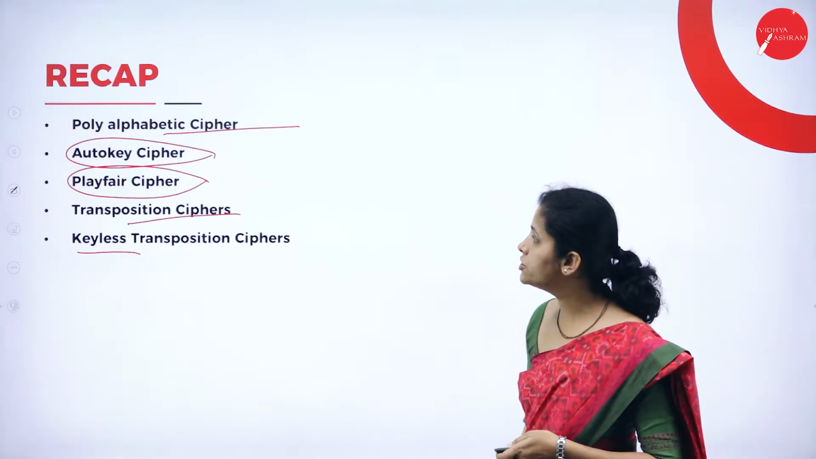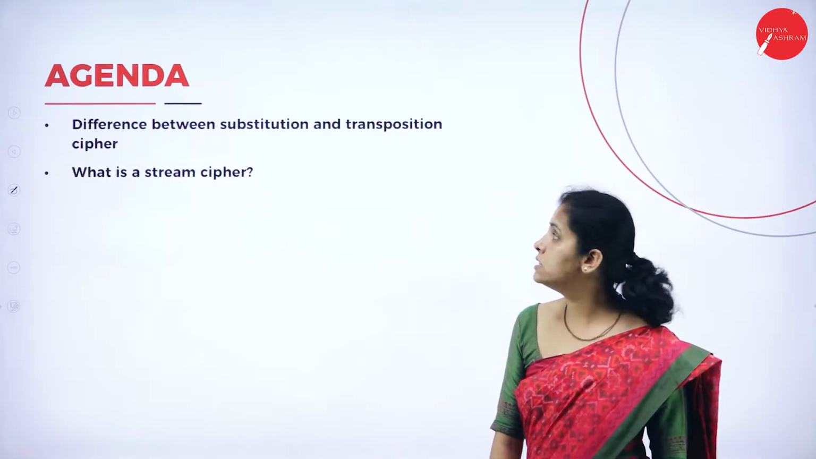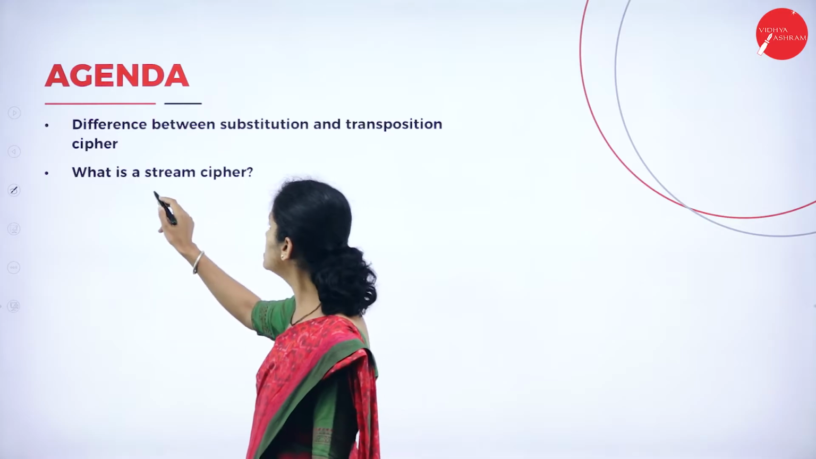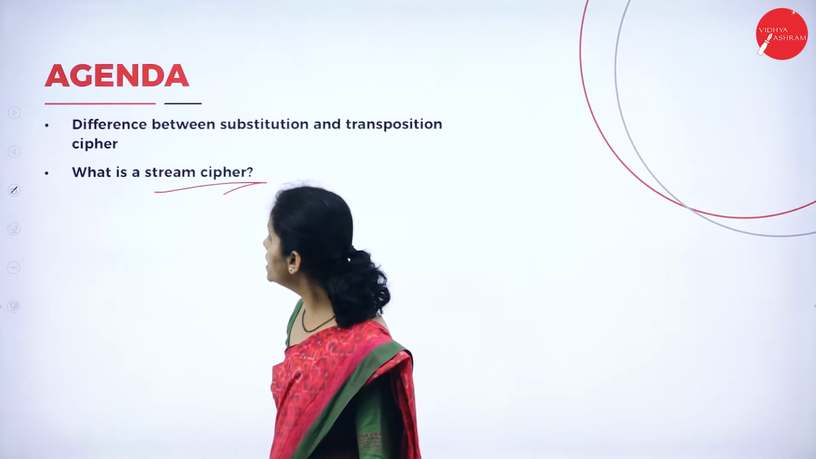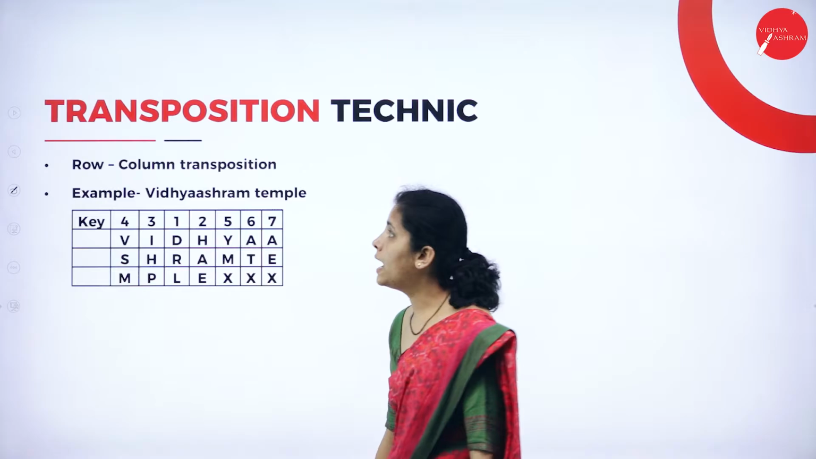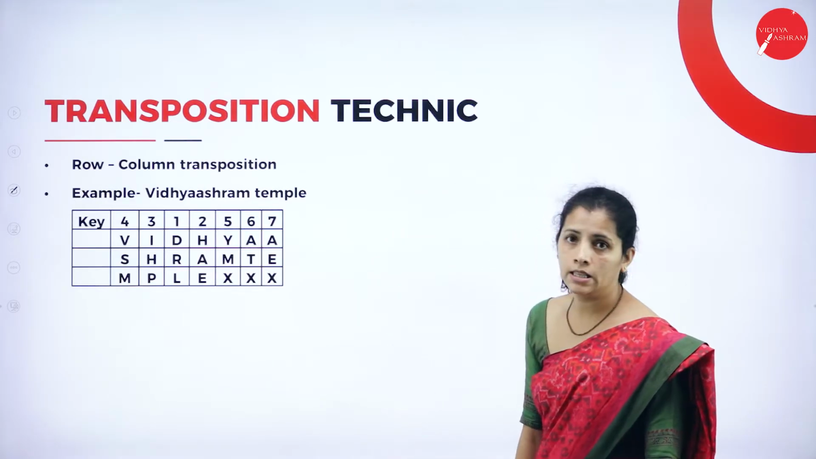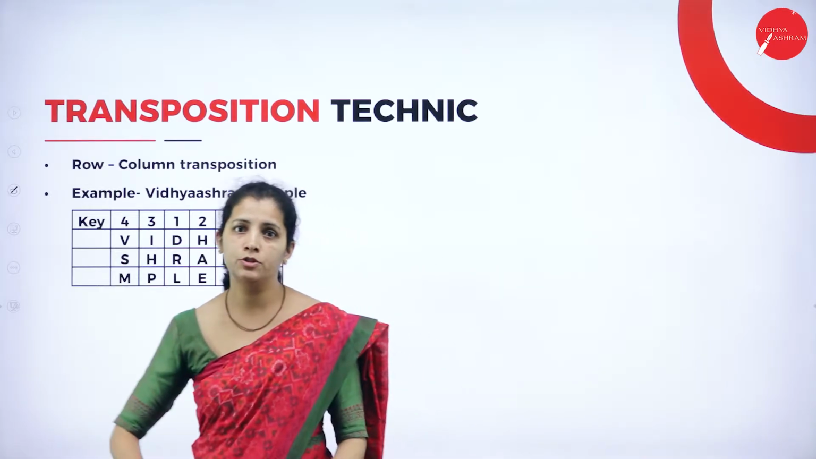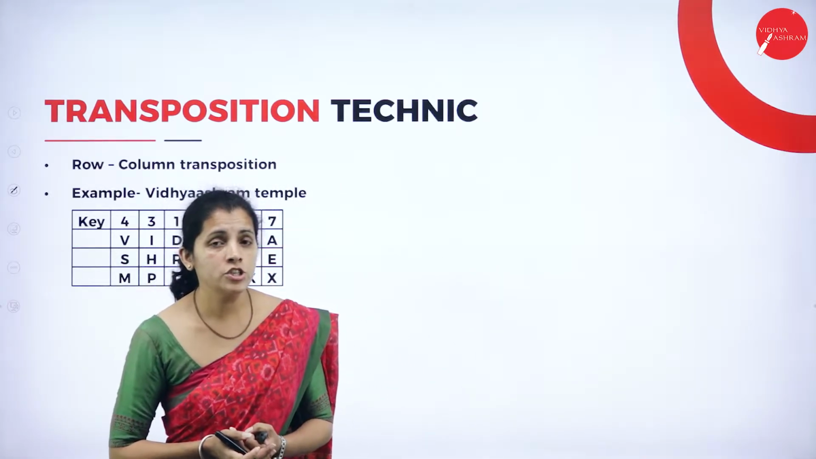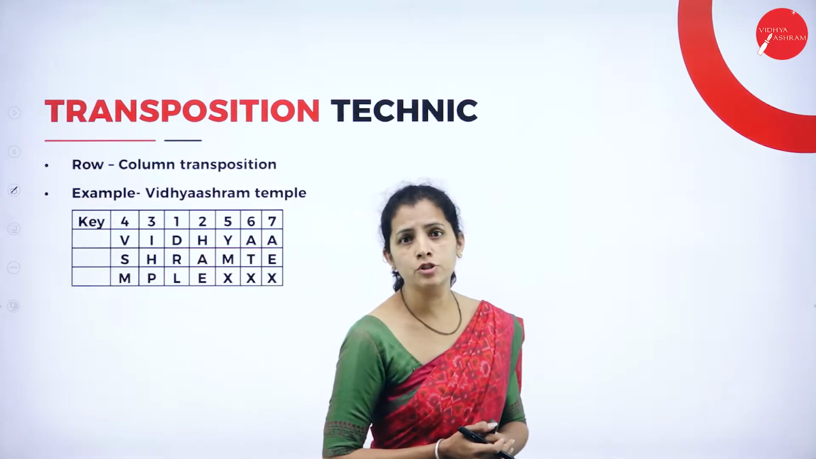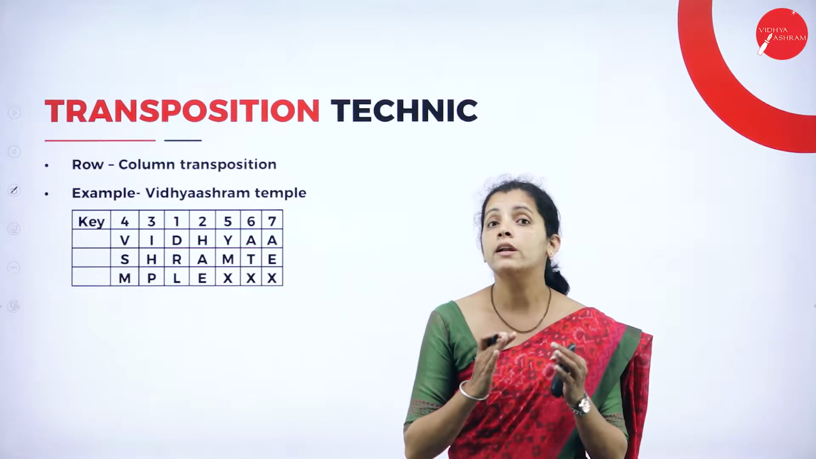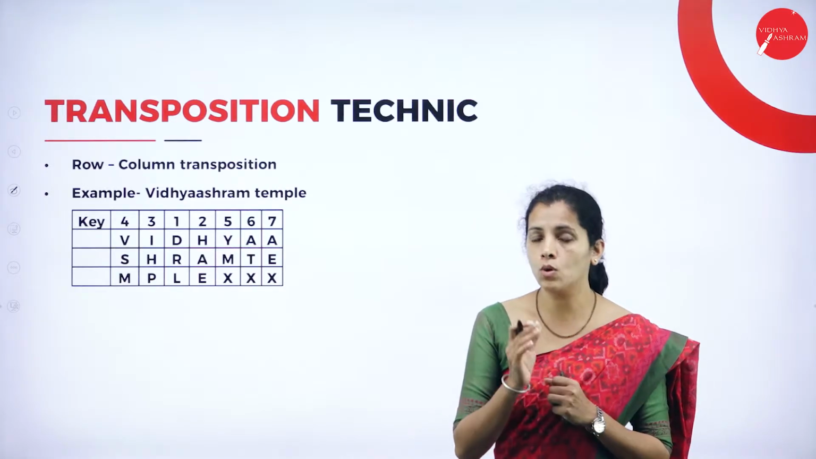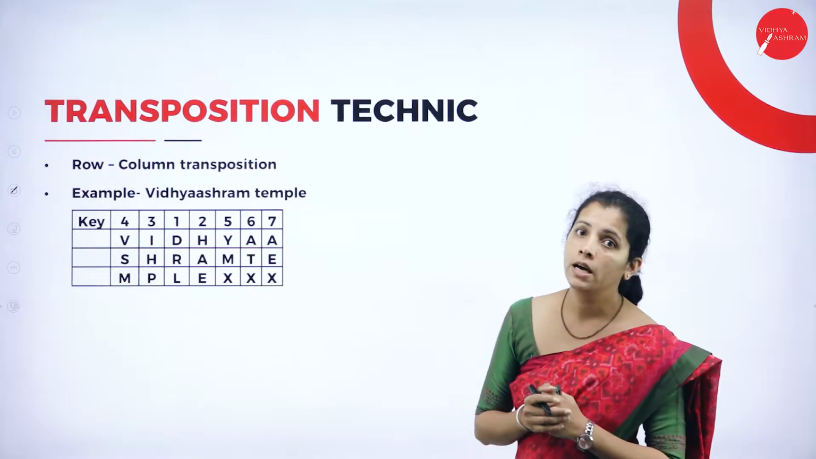But in my today's session, at the beginning, I'm going to deal with the difference between substitution and transposition cipher and what is stream cipher. So dear student, at the beginning, I'm going to have transposition technique. Once again, here I'm having row column transposition. In my previous session, I discussed what is transposition. So, I'm going to reorder the arrangement. So, there I'm going to consider row representation as well as column representation.